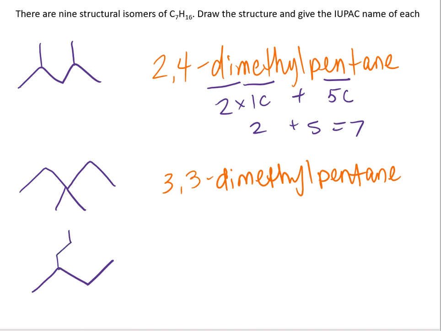1, 2, 3. That takes me back to 3-methylhexane. So I can't do that. Same thing if I move it here. 1, 2, 3. I'm back at 3-methylhexane. So I cannot add a propyl to this parent chain.